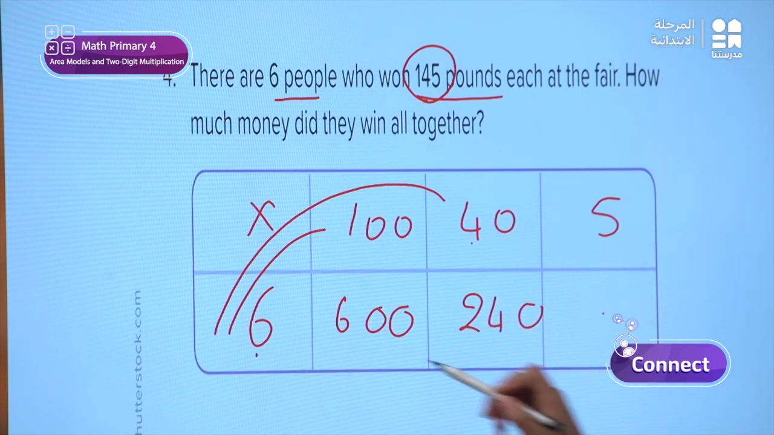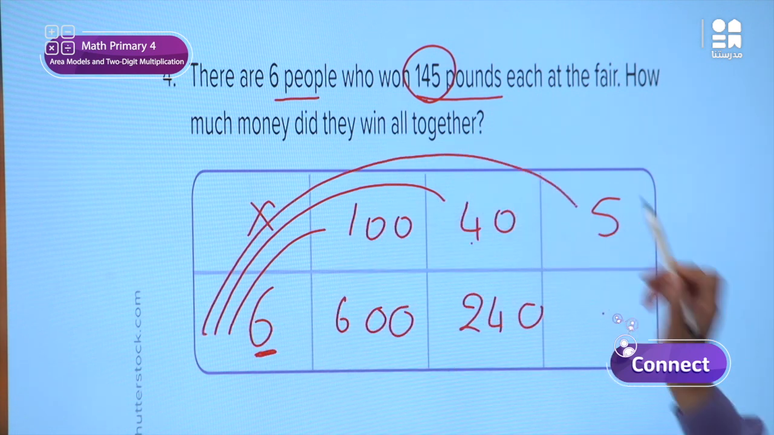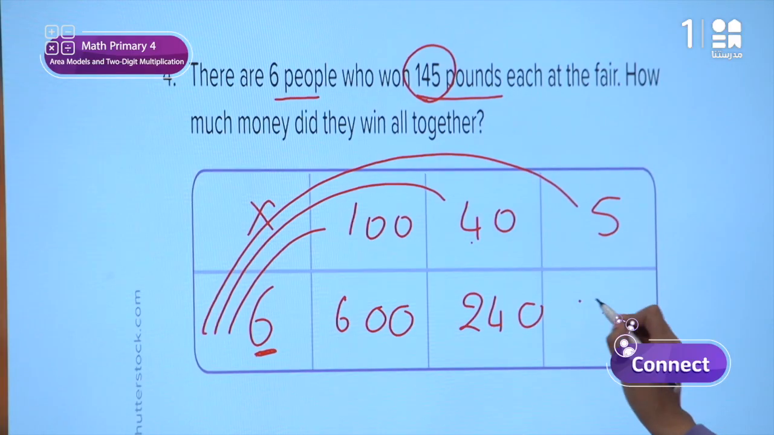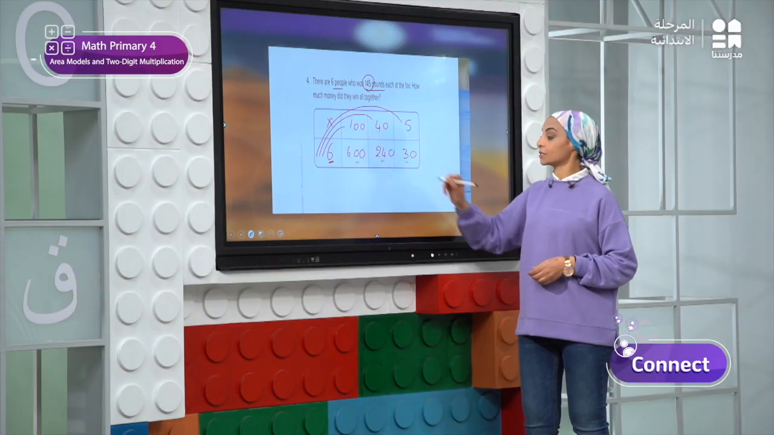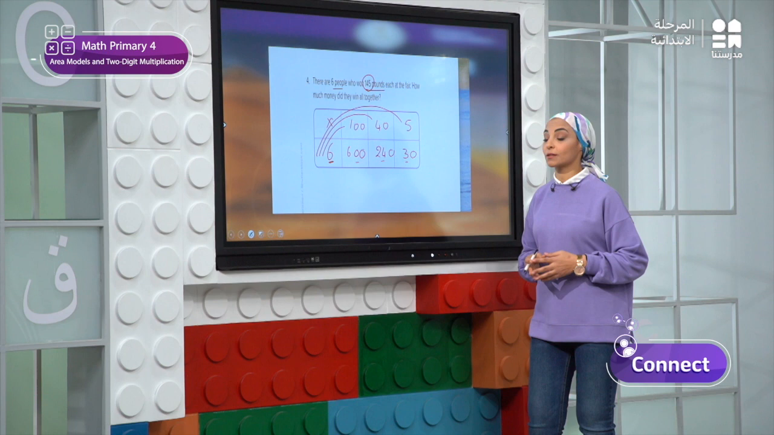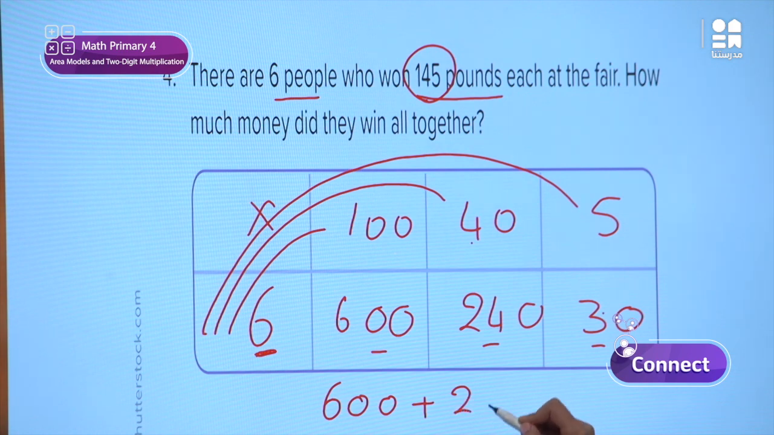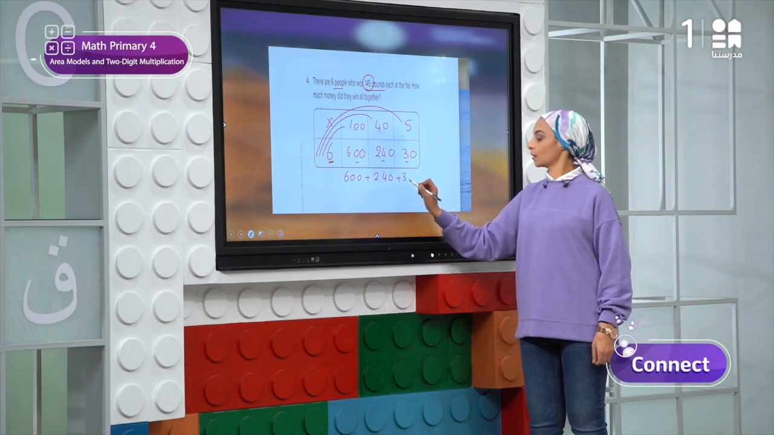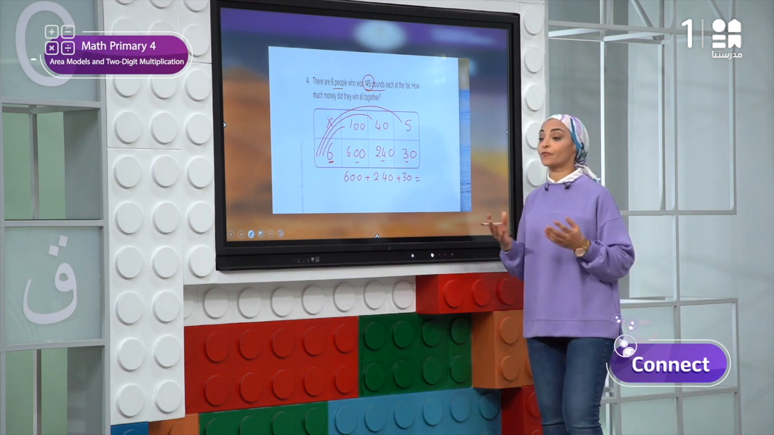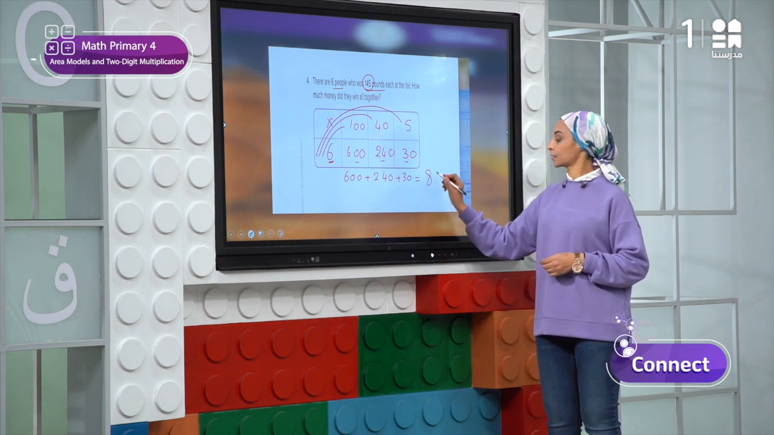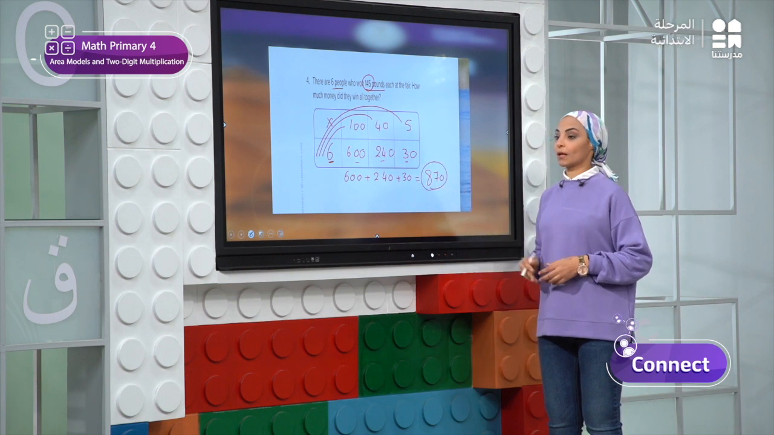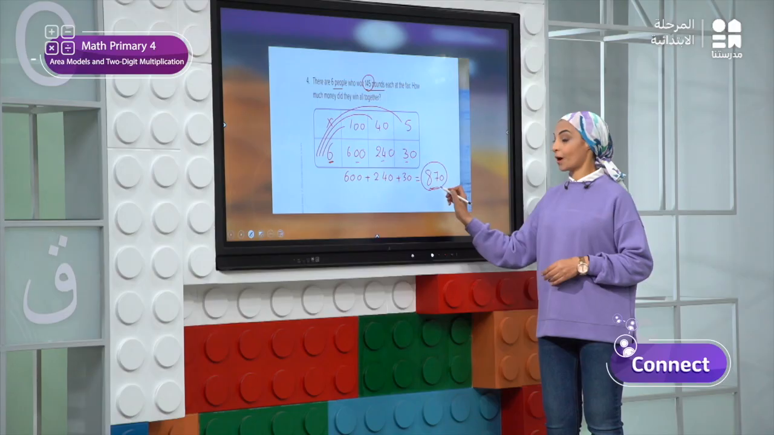Then what should I do? I'll multiply 6 by the third number, which is 5. So 6 times 5 equals what? Of course, 6 times 5 equals 30. Then what should I do? Yes, I have 3 numbers here. So I will add all the numbers to get the final answer. So I will do 600 plus 240 plus 30. When I add these 3 numbers, the final answer will be, as you see here, 870. Okay, so the money that the 6 people won is 870 pounds.